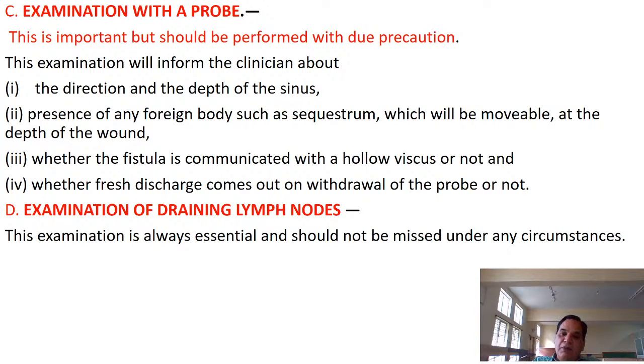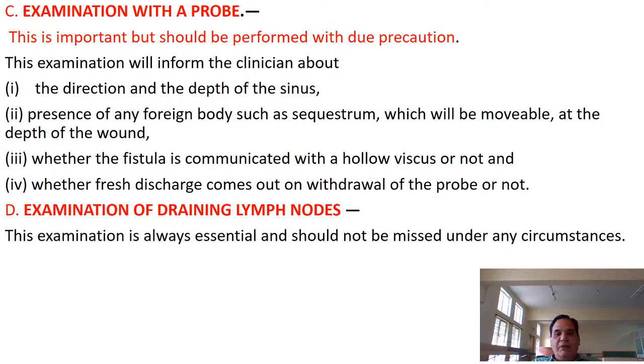Remember, it is very important to be very cautious with the probe. The reason is you may convert a sinus into a fistula. An irregular or slightly forced probe can open that sinus into an internal viscus. And what will it lead to? It will be a fistula. This is what is called an acquired, artificial or iatrogenic fistula. You must avoid that.